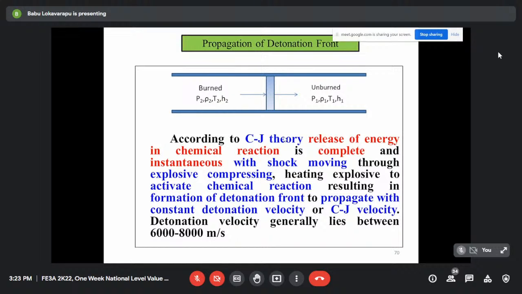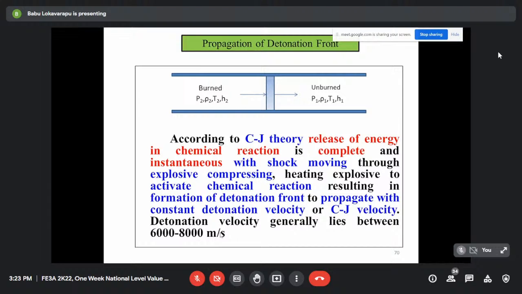It deals with energetic characteristics of detonation waves. The release of energy in the chemical reaction is complete and instantaneous, with the shock moving through the explosive, compressing and heating the explosive to activate the chemical reaction, resulting in formation of a detonation front that propagates with constant detonation velocity. It is called CZ velocity. Generally, the detonation velocity lies between 6,000 to 8,000 meters per second.